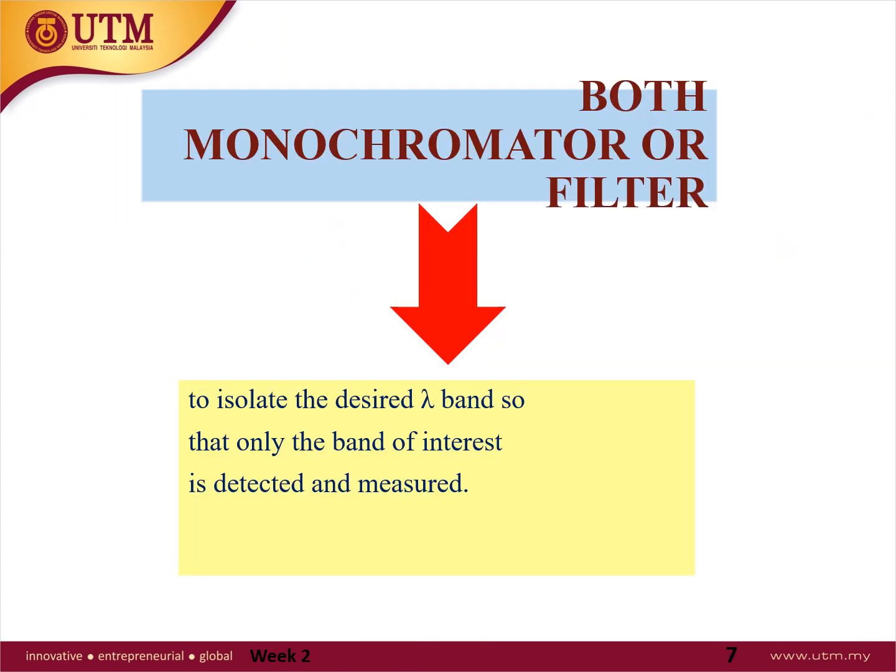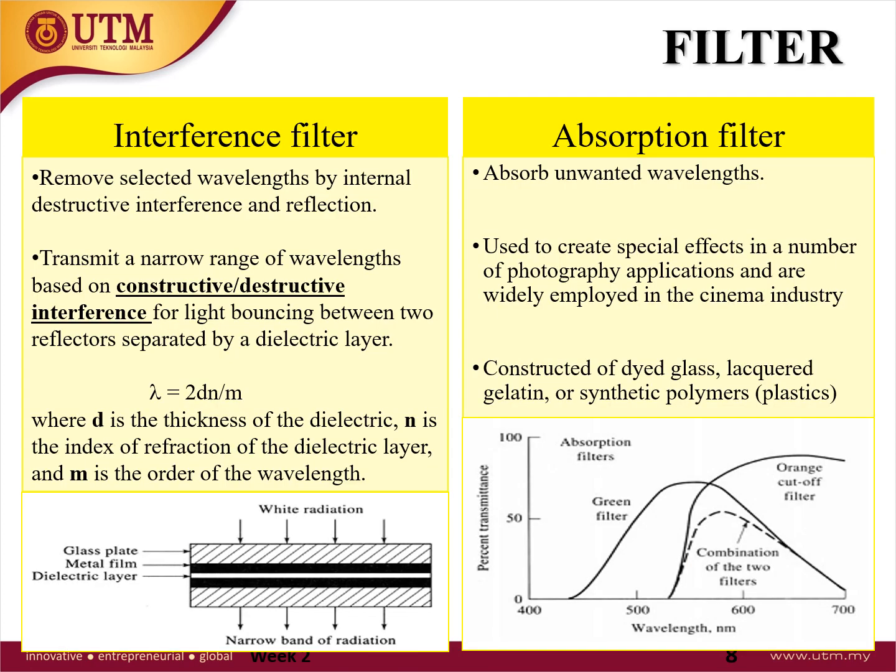For both monochromator and filter, there is only one reason, which is to isolate, meaning to select, the desired wavelength band so that only that wavelength is detected and measured. Okay, that's the reason for doing that. I don't want to go into a lot of detail on the absorption and interference filter. You can read on your own about these filters because I want to focus more on the monochromator.